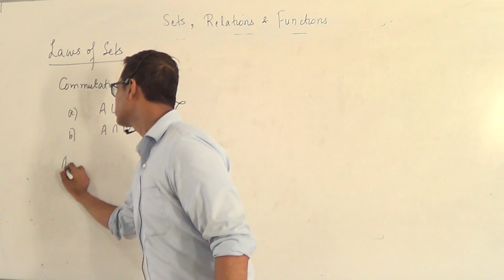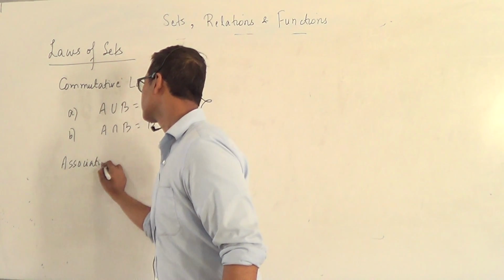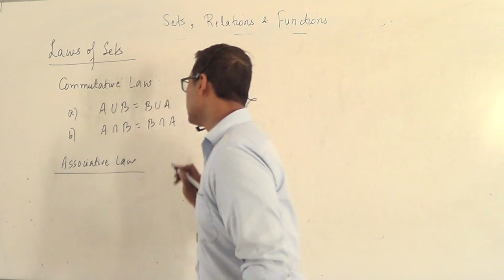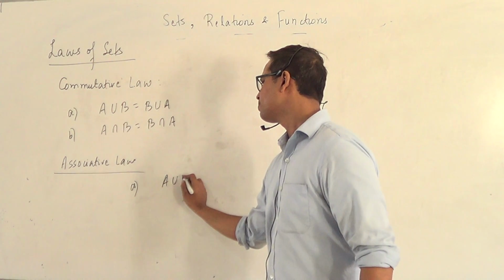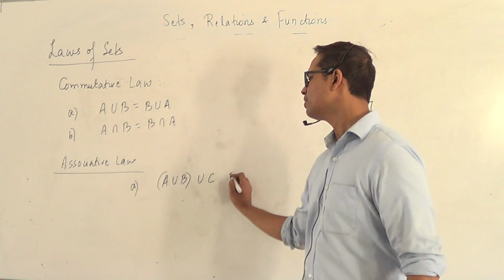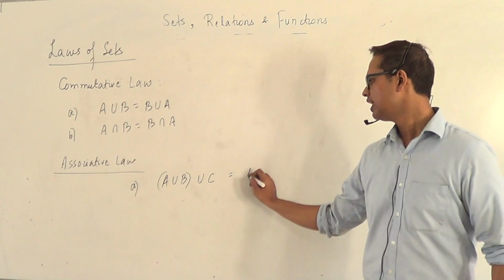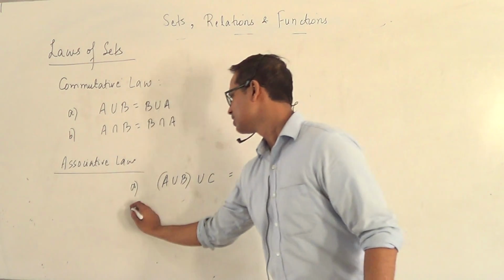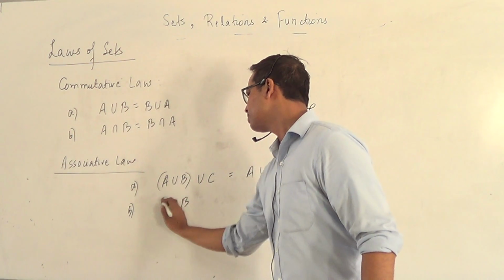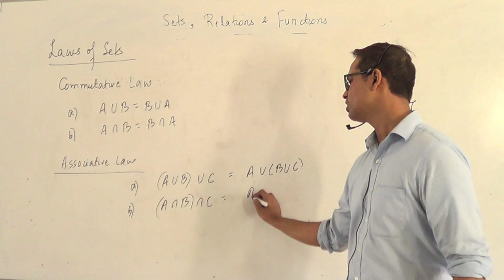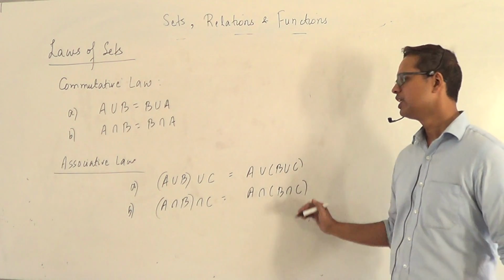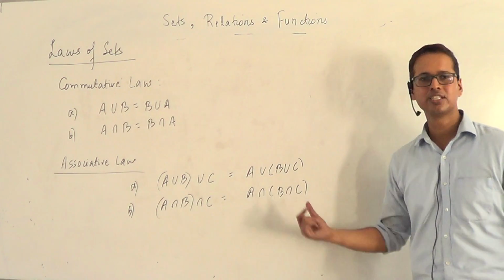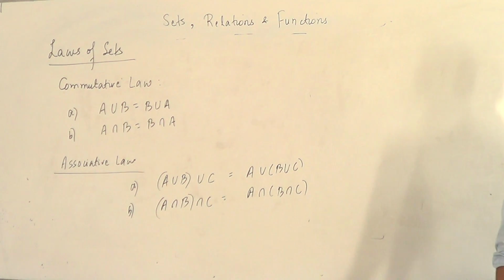Next is associative law. Associative law says if you are performing the union of two sets and then again perform a union with some other set C, it has the same impact as this. In a similar way, if you are performing the intersection of the sets like this, it will have the same impact as this. So the association can change pairs, but the final result would be the same. So A union B first found, then union C is the same as A union of B union C.